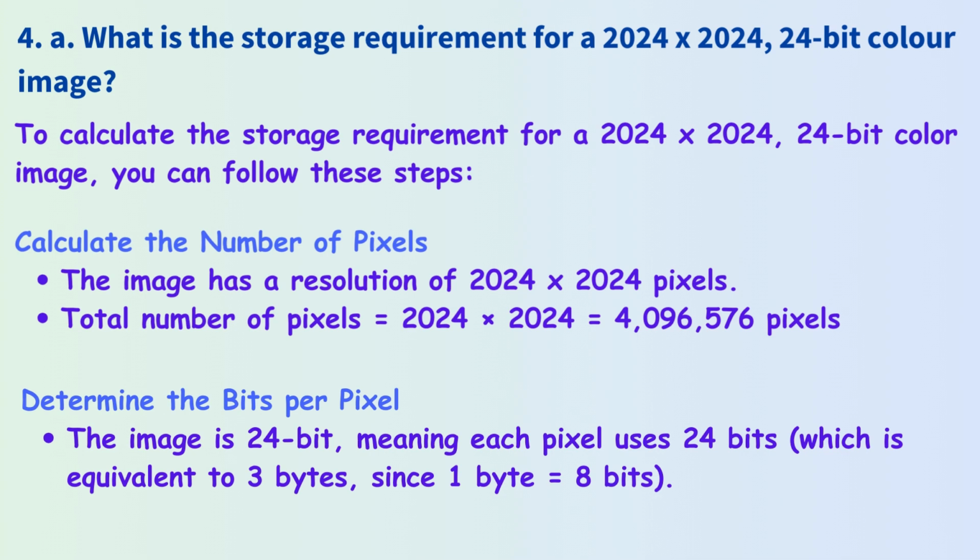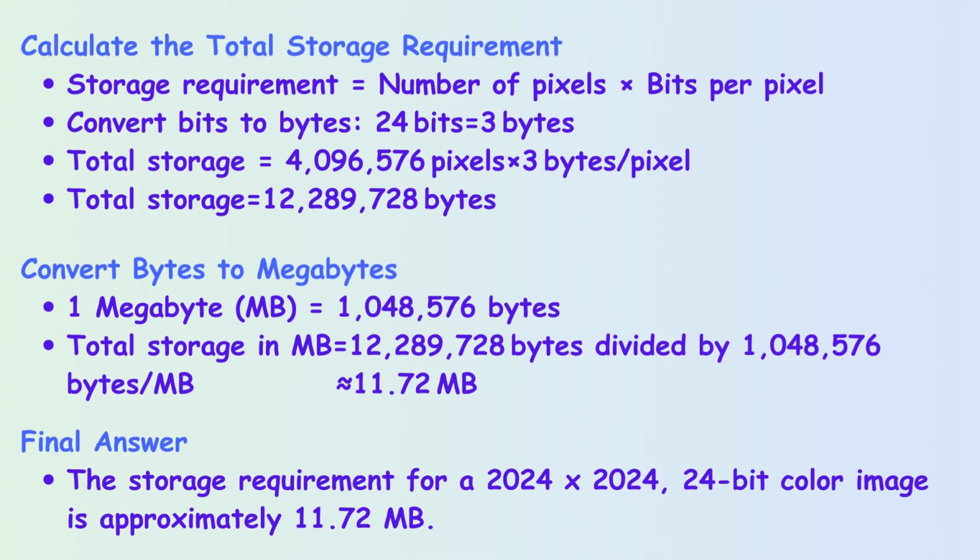Secondly, determine the bits per pixel. The image is 24-bit, meaning each pixel uses 24 bits, which is equivalent to 3 bytes, since 1 byte equals 8 bits. Thirdly, calculate the total storage requirement. Storage requirement equals number of pixels times bits per pixel. Convert bits to bytes: 24 bits equals 3 bytes. Total storage equals 4,096,576 pixels times 3 bytes per pixel, which is 12,289,728 bytes. Final answer: the storage requirement for a 2024 x 2024 24-bit color image is approximately 11.72 megabytes.